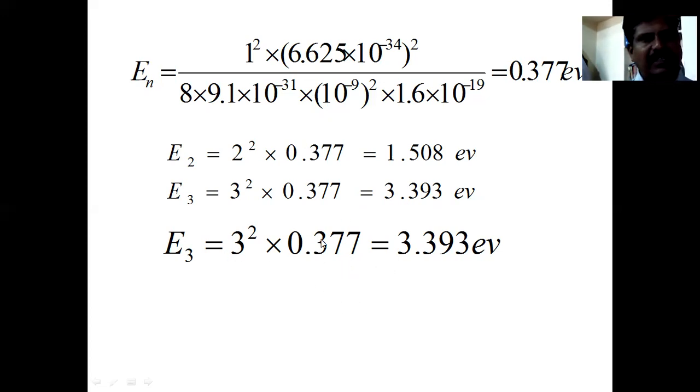Okay, like that. So we have calculated the eigenvalues of energy in the first three orbits, meaning ground state, first excited state, second excited state. Okay. So like this, we have to calculate if the problems are asked like this.